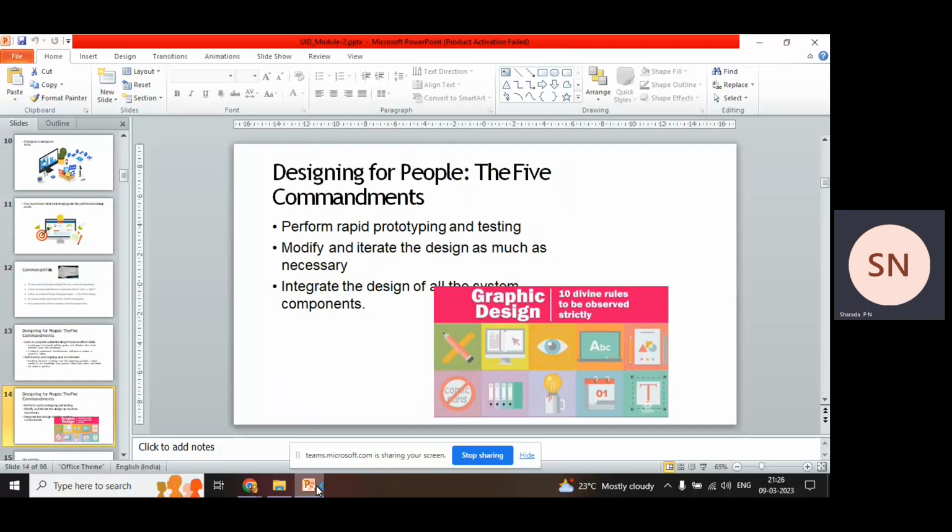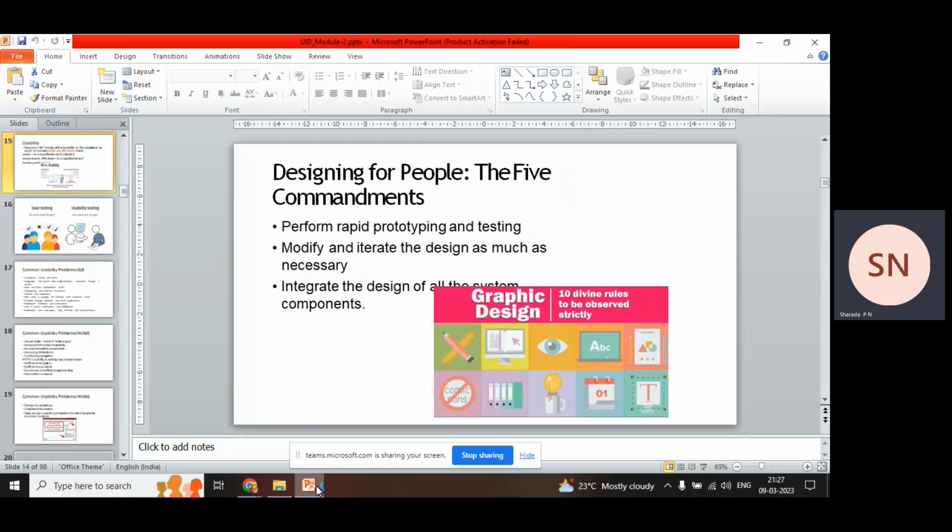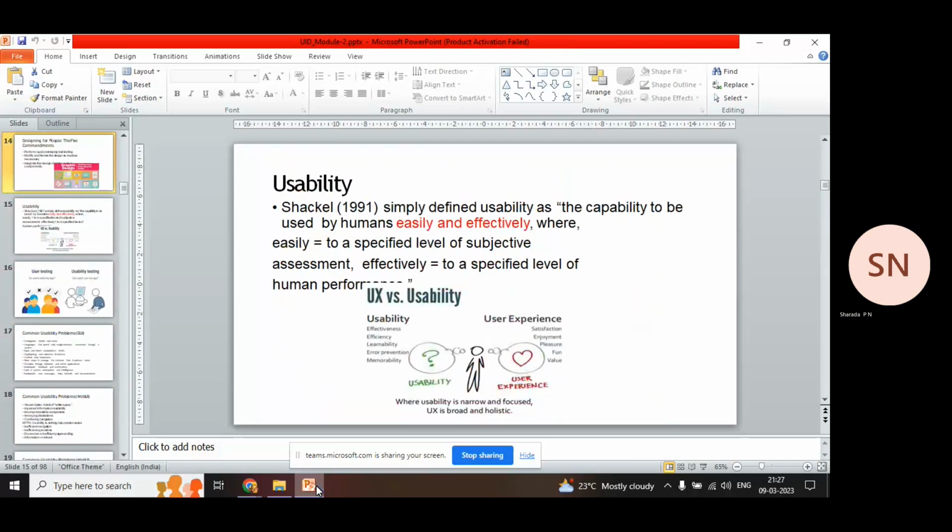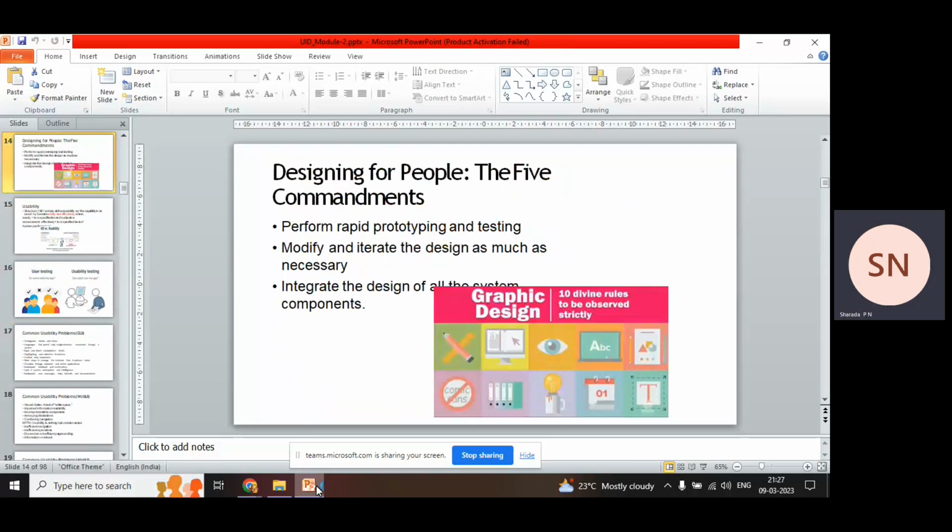Encountering a series of problems early in the system's use will create a negative first impression in the customer's mind. This may harden quickly, creating an attitude that may be difficult to change. It is also much harder and more costly to fix the product after it is released. Next is to modify and iterate the design as much as possible.